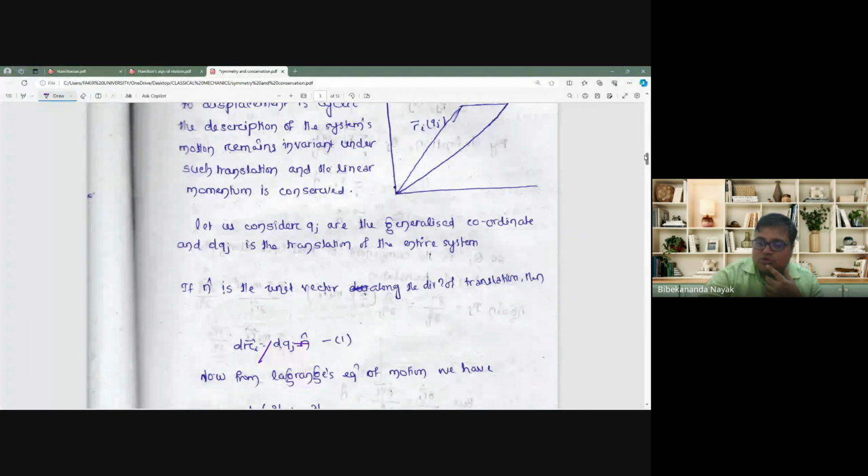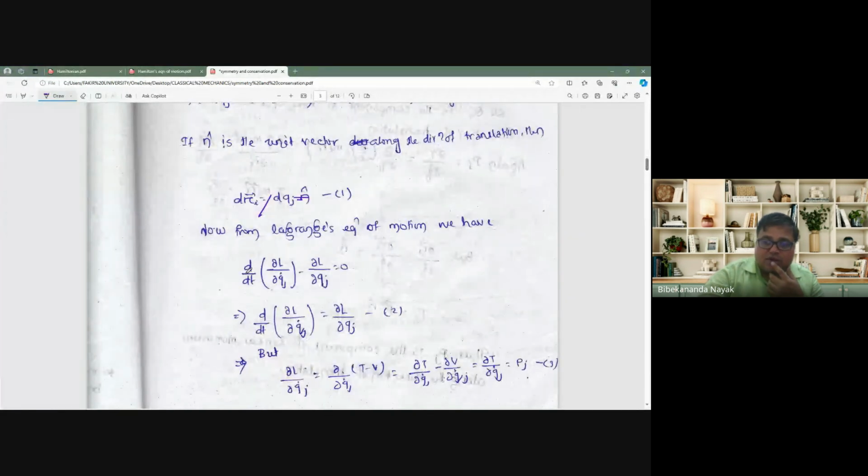Now come to our equation of motion. We know that from Lagrange's equation, d by dt of del L by del qj dot, minus del L by del qj, is equal to 0.